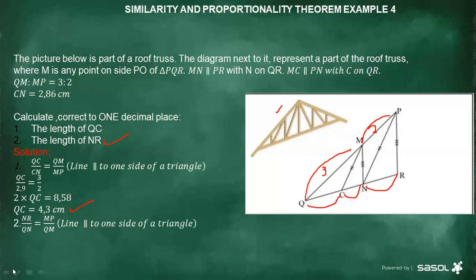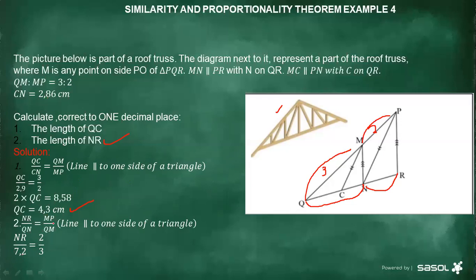Let me try to clean this once. All right. Now QN, meaning QN is from this point to this one. Now remember, we have determined QC. We have also been given the CN. Then we can just add them, which gives us 7.2. We said 4.3 plus 2.9 gives us 7.2.